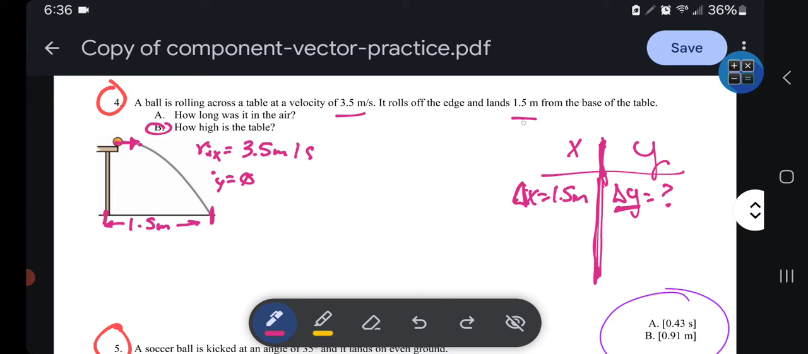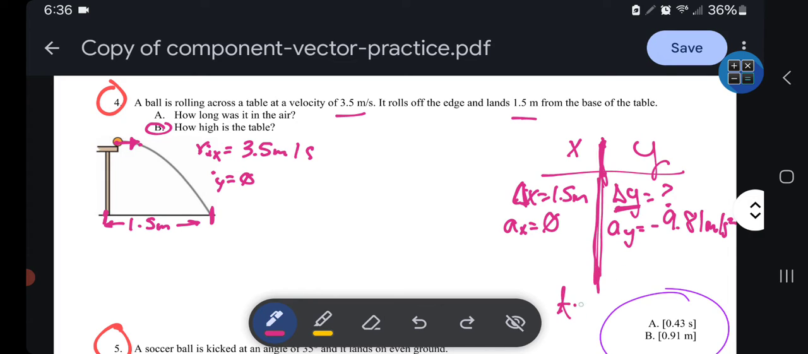Alright, and it lands 1.5 meters from the base. We know acceleration in the x, because it's in free fall, is always going to be 0. Acceleration of the y on Earth in free fall is always going to be negative 9.81 meters per second squared. Now that tells you that your delta y is also going to be negative because it's dropping. Remember, when it comes out negative, it's y.